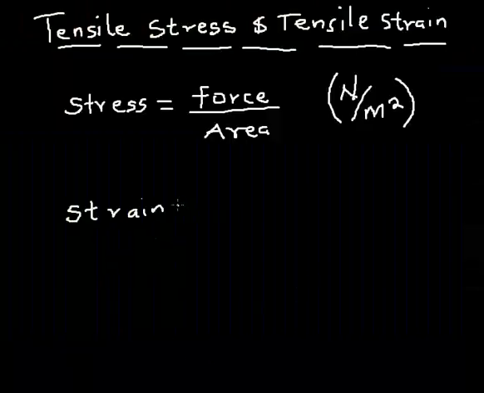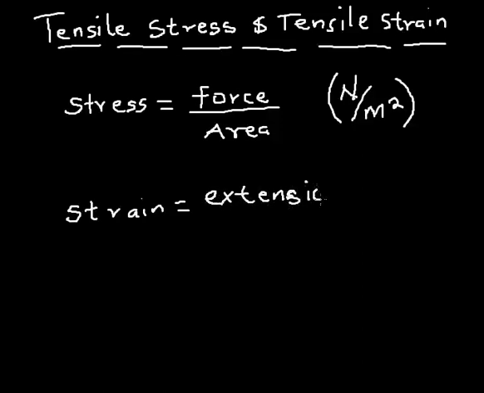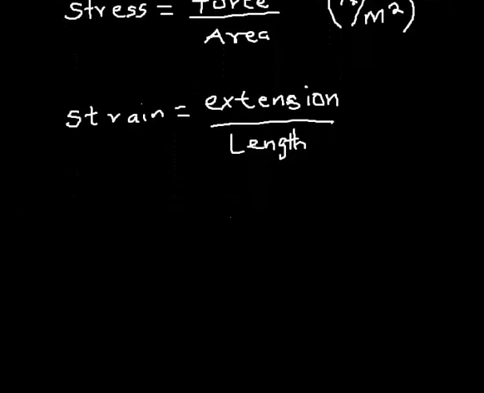Strain is defined as the extension that is produced in the material, the extension that the material can produce, per unit length of the material, extension per unit length. Now since extension is measured in meters and length is in meters, that simply means that strain doesn't have any unit, tensile strain.